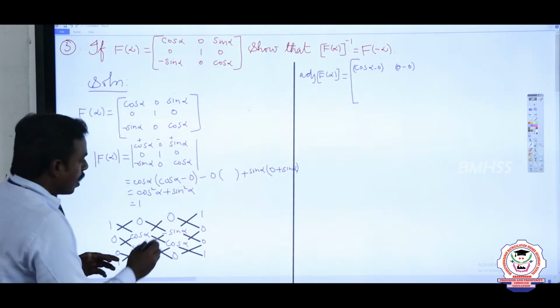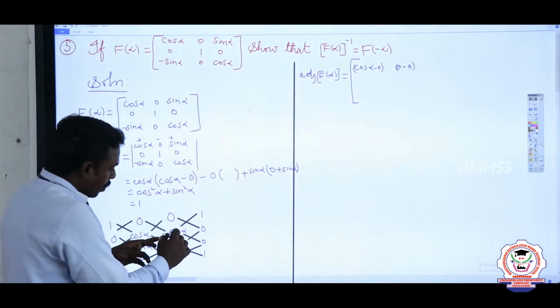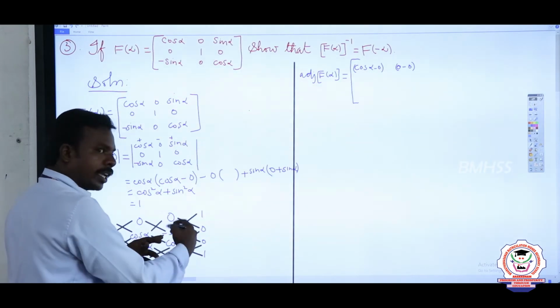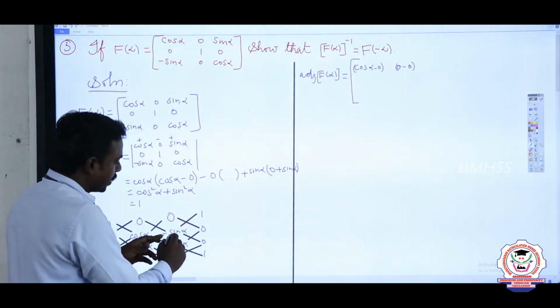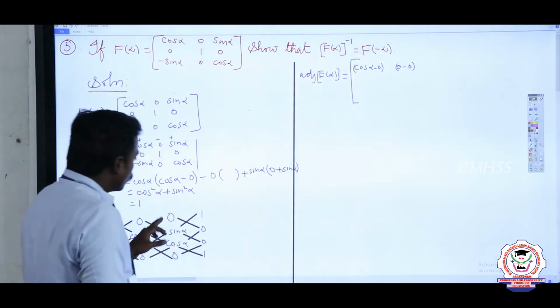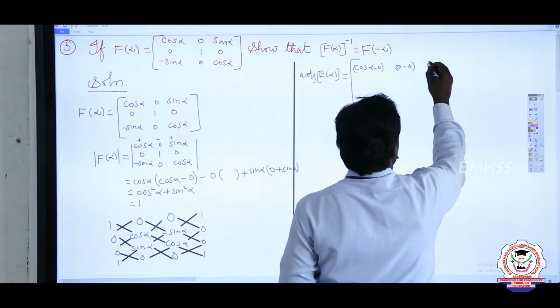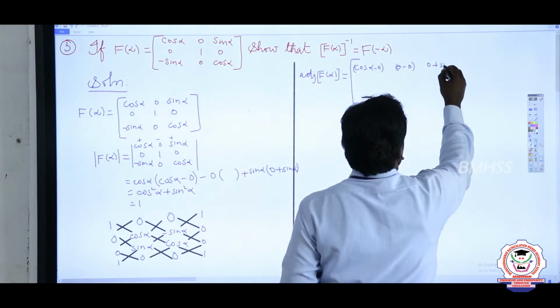In the last element of the first row, 0 into 0, 0. Minus should come while we are taking cross multiply. We should keep the minus. Already one minus is there, so minus to minus is plus. So 0 plus sin alpha.